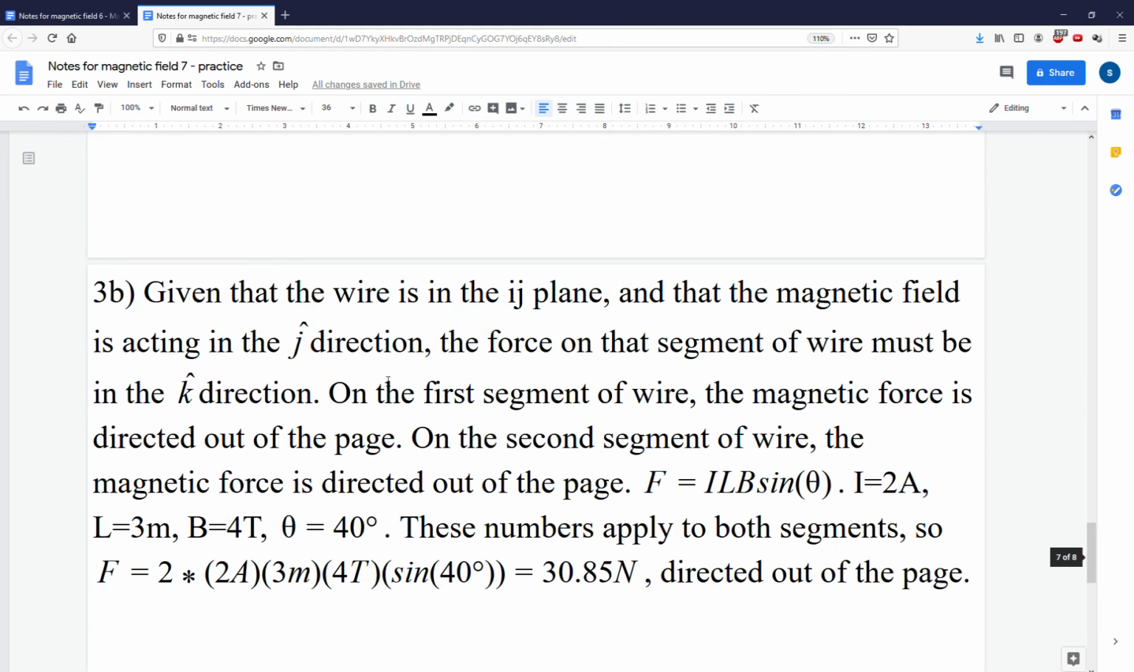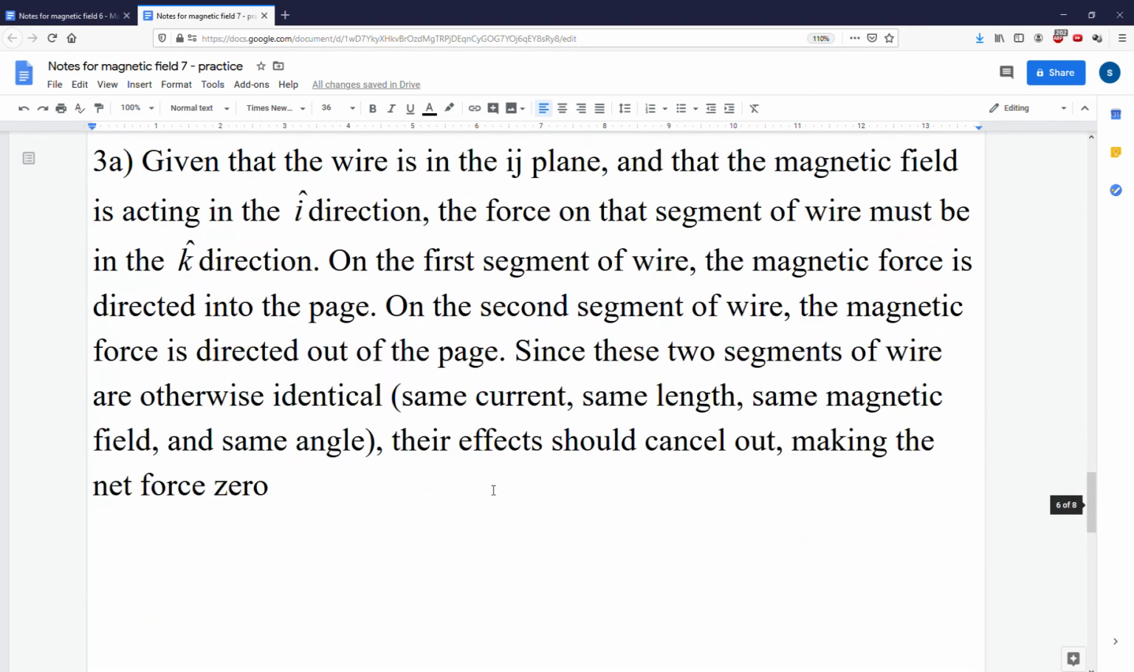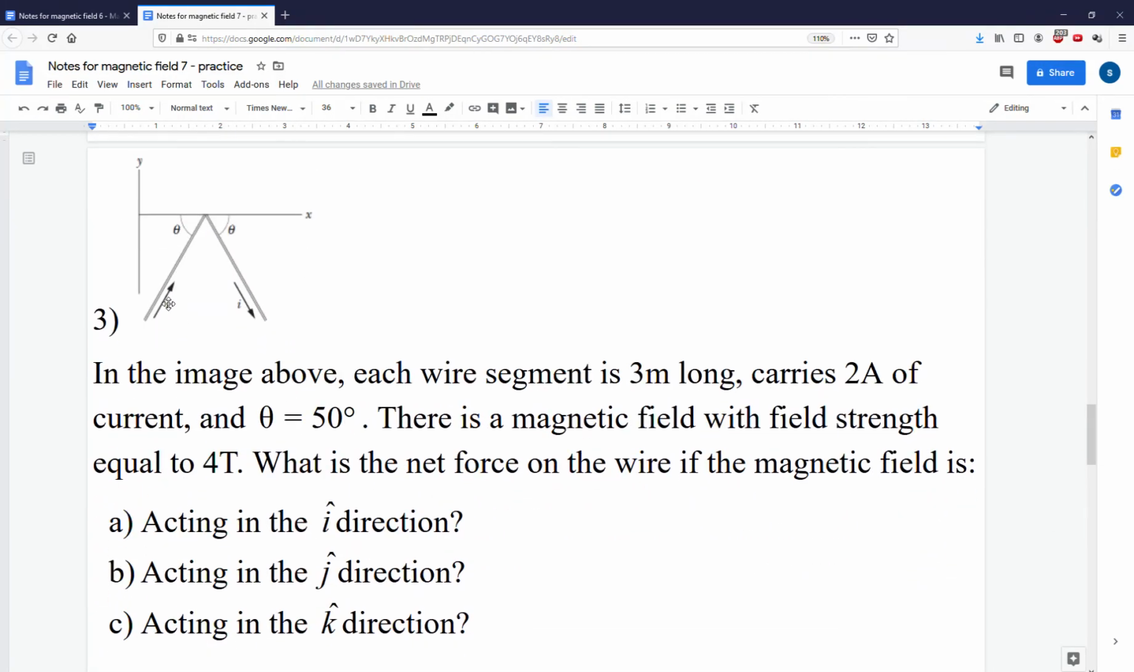So let's find the force exerted on a single wire. Again, because the magnetic field and the direction of the wire are perpendicular, we can use F is equal to ILB. 2 amperes for current, 3 meters for length, 4 Tesla for magnetic field gives 24 newtons. So each wire experiences 24 newtons of force.